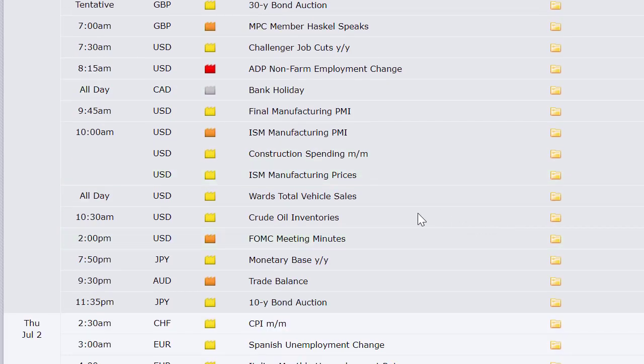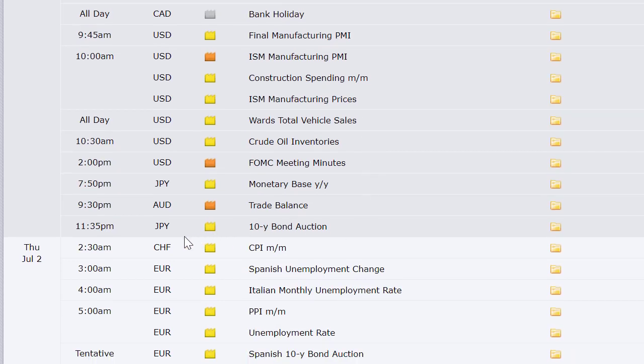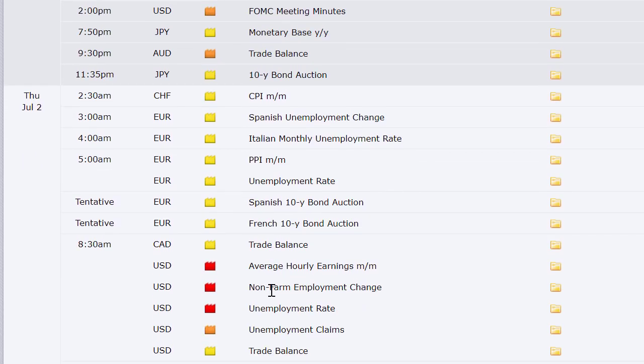along with the ISM manufacturing PMI 15 minutes later. Construction spending. Ward's total vehicle sales, crude oil inventories, FOMC meeting minutes, monetary base, trade balance, 10-year bond auction, CPI, Spanish unemployment change, Italian monthly unemployment rate, PPI out of Europe, unemployment rate out of Europe, Spanish 10-year bond auction, French 10-year bond auction, Canada's trade balance number at 8:30 a.m. Eastern Time, the unemployment rate, and the weekly initial and continuing jobless claims numbers here.